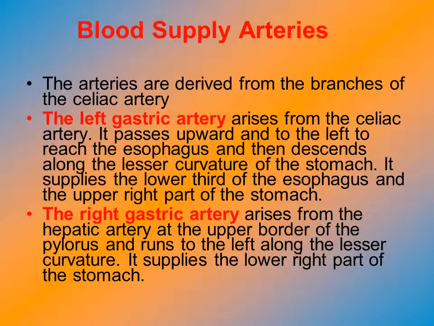Blood supply. The arteries of the stomach are derived from branches of the celiac artery. The celiac artery is the first branch of the abdominal aorta. Number 1, the left gastric artery arises from the celiac artery, passes upward and to the left to reach the esophagus and then descends along the lesser curvature of the stomach. It supplies the lower third of the esophagus.